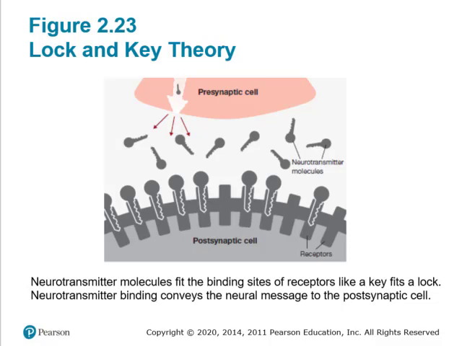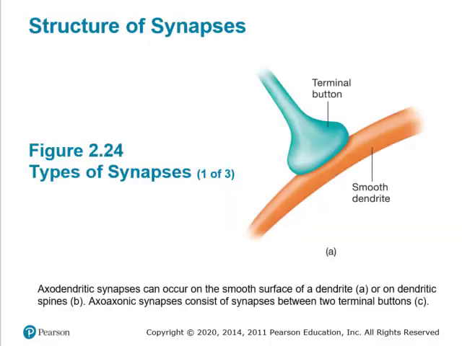So these keys are excreted by the terminal button from a presynaptic cell, and they float around and diffuse and eventually bind to receptors. They're designated locks in that postsynaptic cell's membrane. So here you see that synapse blown up and illustrated in figure 2.24. And you can see that this synapse is actually a terminal button from a presynaptic neuron connecting with the dendrite of the postsynaptic neuron. So this is an axodendritic synapse because it incorporates an axon and a dendrite.